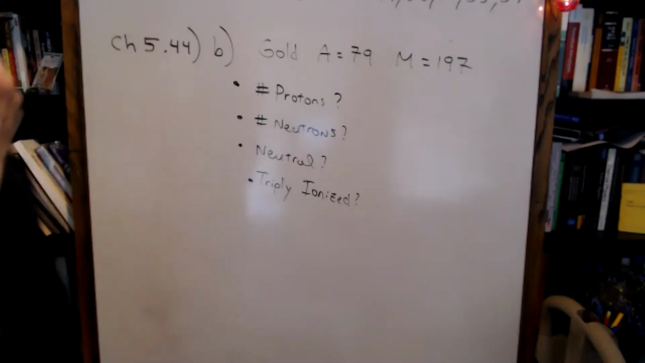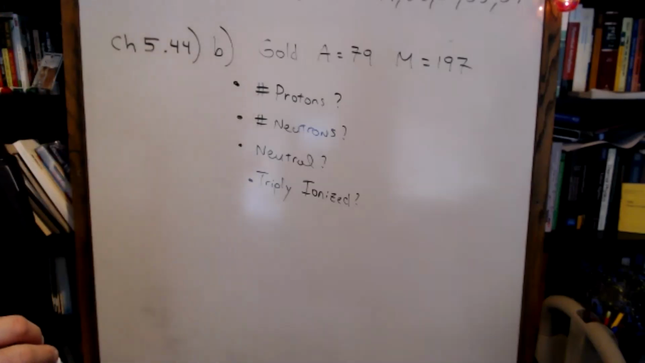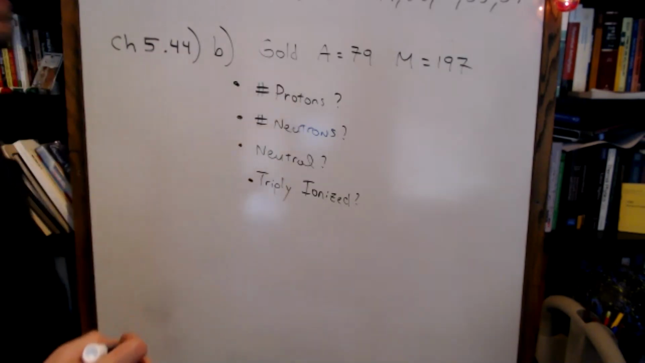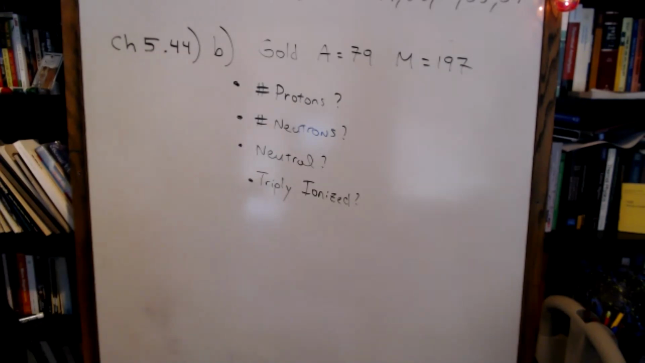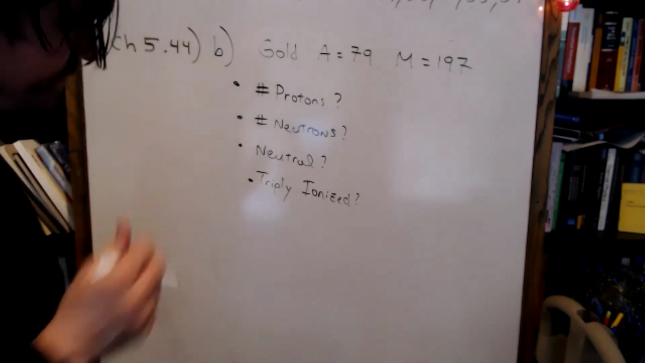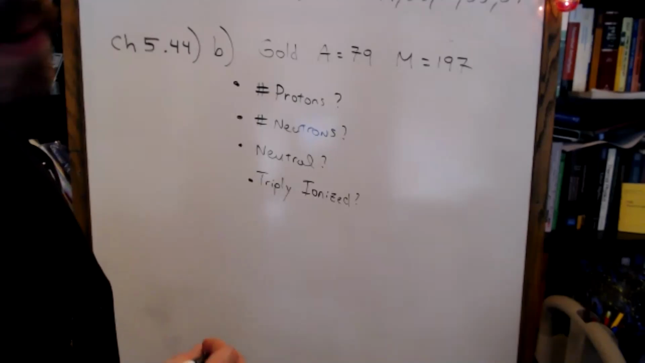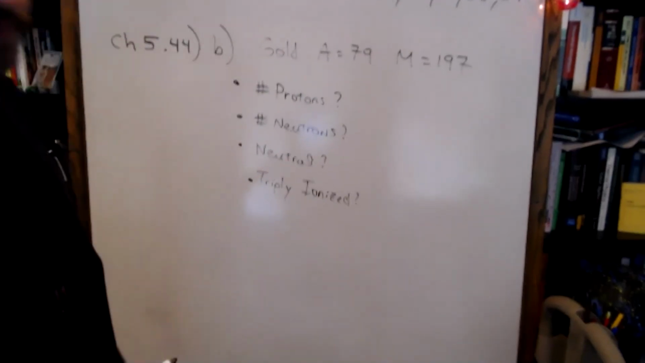The number of protons should be pretty easy. Can I get it off the information on the board right here? Somewhere between the atomic number and the mass number, we should know the number of protons. The atomic number is 79. Look at your notes. What does the atomic number mean? We gotta keep practicing till we remember this stuff.